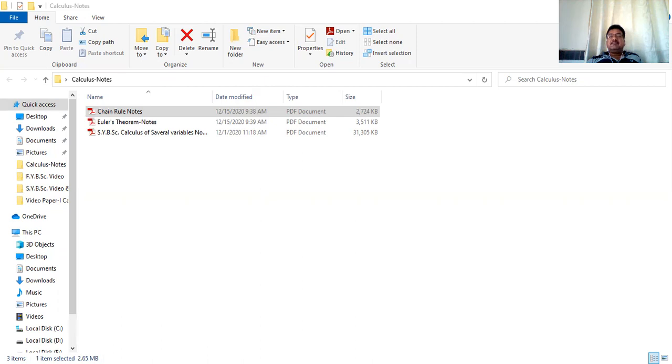Similar problem here. Apply the chain rule. z is a function of x and y, which are functions of t. So by chain rule. Similar problems. So write all these problems in your notebook. All these solved problems.